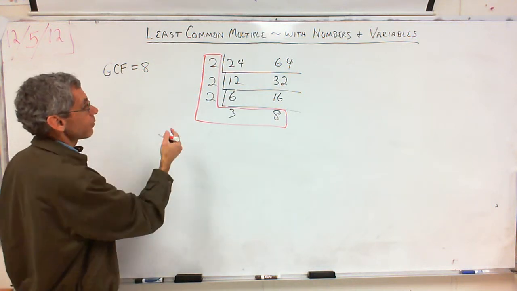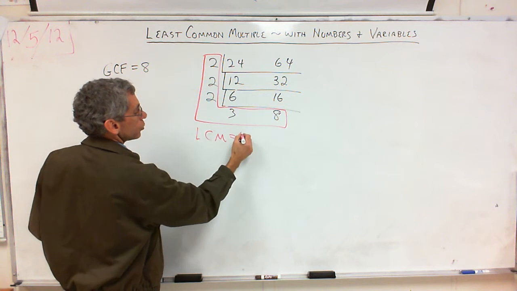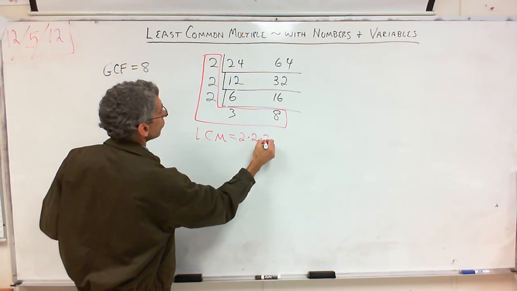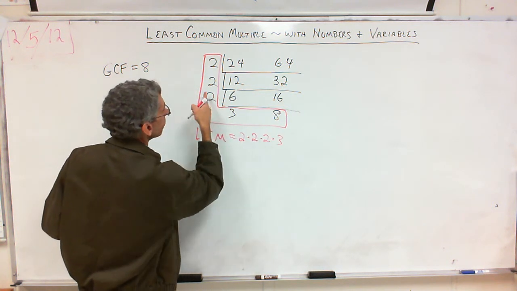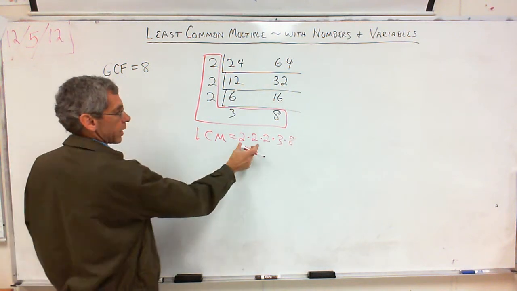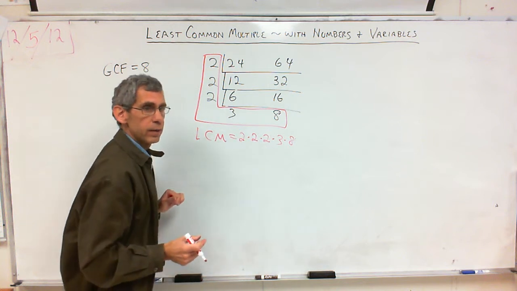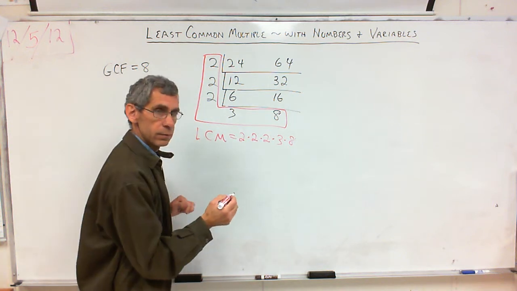So your least common multiple is equal to 2 times 2 times 2 times 3 times 8 times 8. All right, so that is 8 times 8 is 64 times 3. 192. It's 8 times 24.